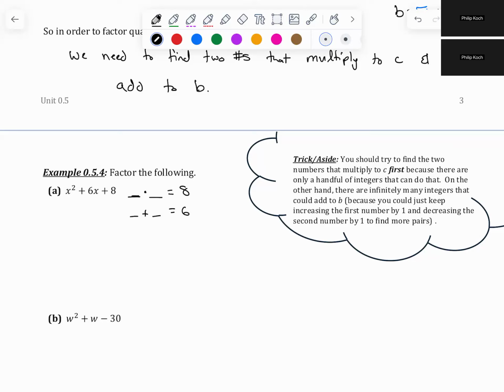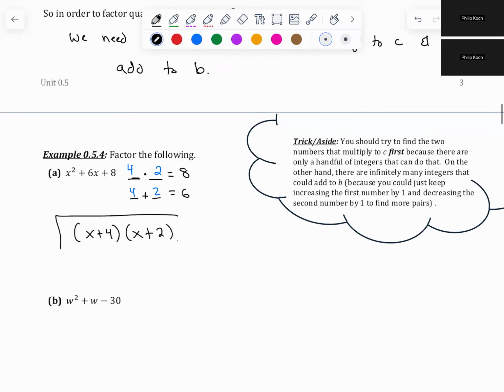Does anybody see the factorization of 8 that will work? 4 and 2, because 2 plus 4 or 4 plus 2 doesn't matter. 4 plus 2 will equal 6. So the answer will be 4 and 2. That's my first proposed thing, and then I verify it in the adding, and it works out. It works out to be 4 plus 2. So that gives me the factorization right off the bat. I get x plus 4 times x plus 2.